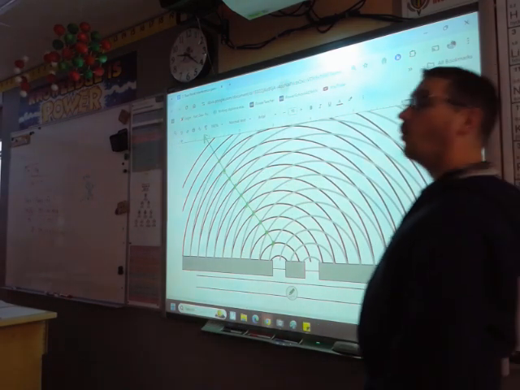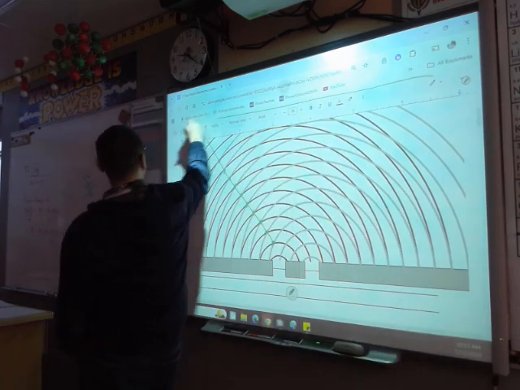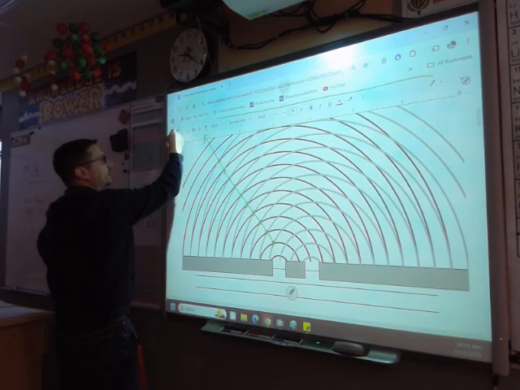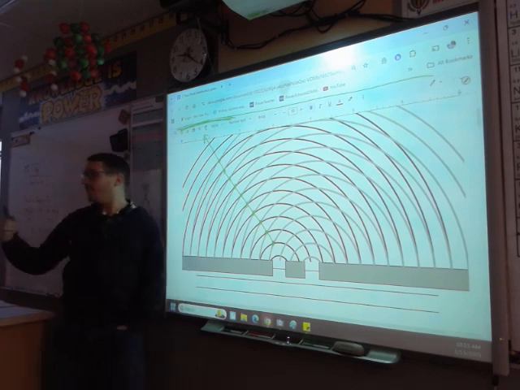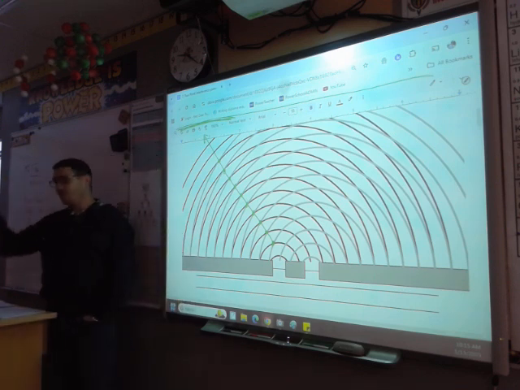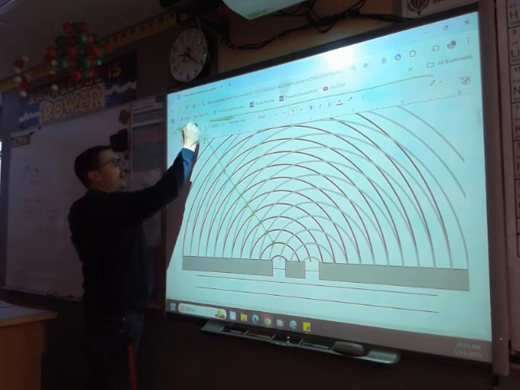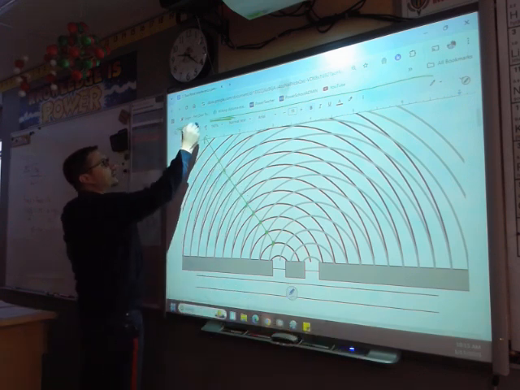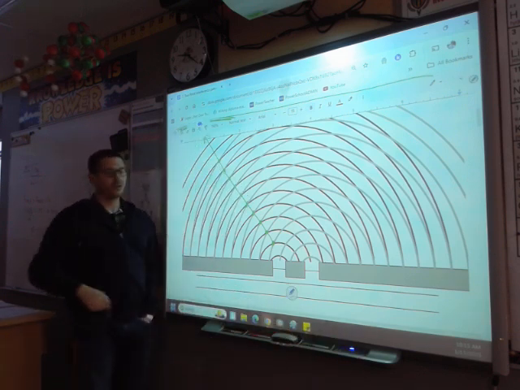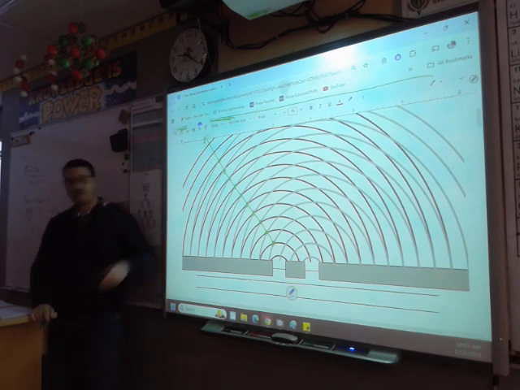And so if there was a wall over here, you would see the maximum wave amplitude in that location. I don't know, does that make sense? That's where we would see it.